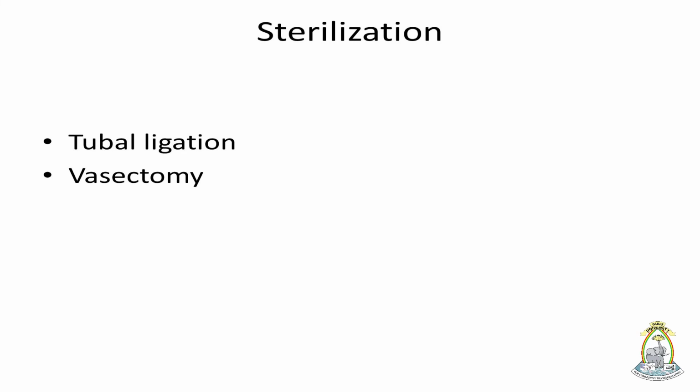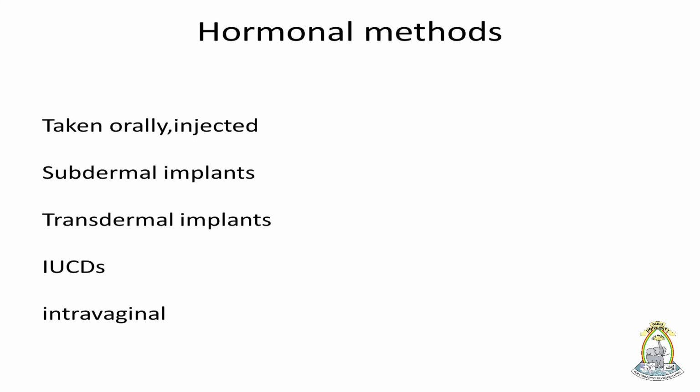The sterilization will have the tubal ligation, and the vasectomy as well. The hormonal methods can be taken orally or injected. We have others that are implants, subdermally or transdermally. And then we have the intrauterine contraceptive devices, and then intravaginal implants.